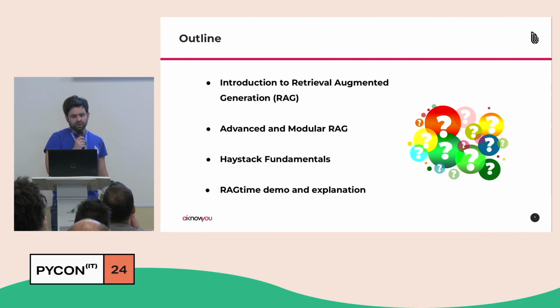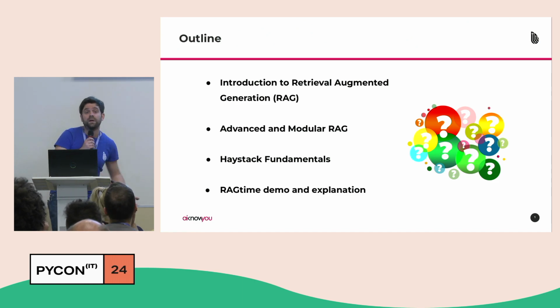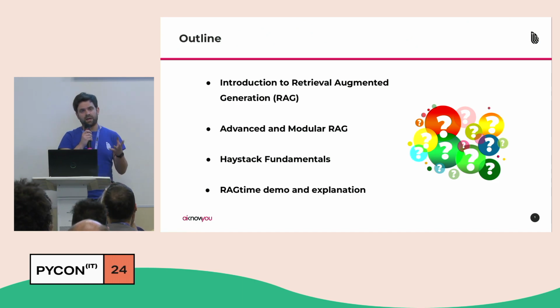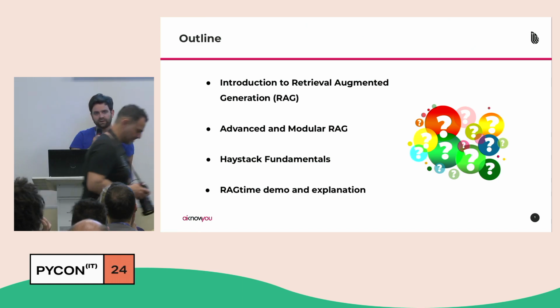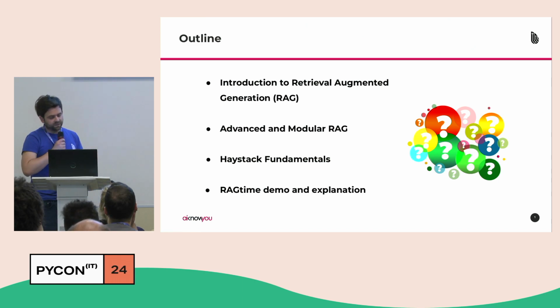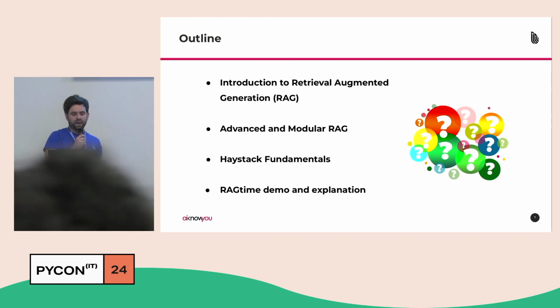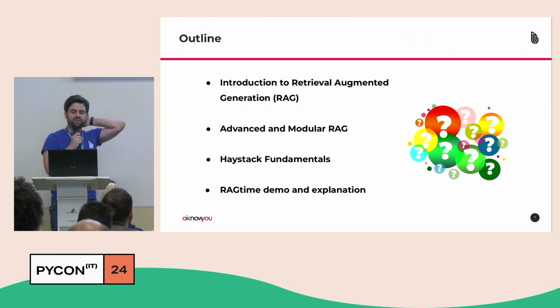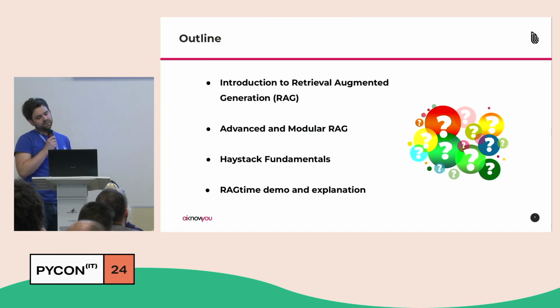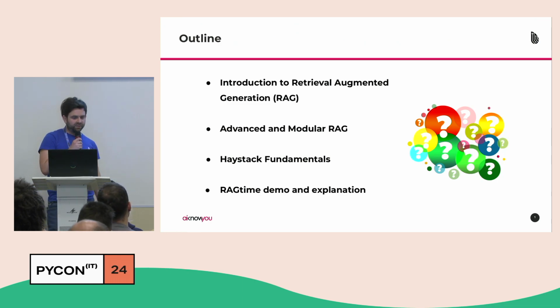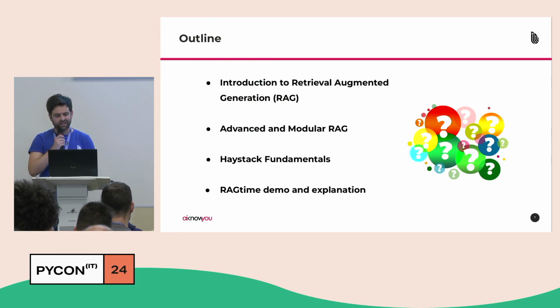So this is the outline of my presentation. The first part of the talk is about Retrieval Augmented Generation as a topic, just to have everyone on the same page. The second part is the advanced implementation of RAG. I selected just two of them, advanced and modular. Then I'm going to talk about Haystack, the fundamental building blocks, at least useful for building a RAG, and then we are going to see the demo.